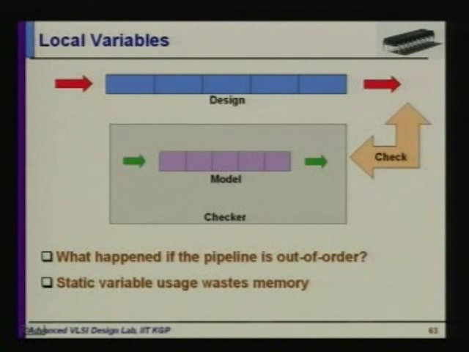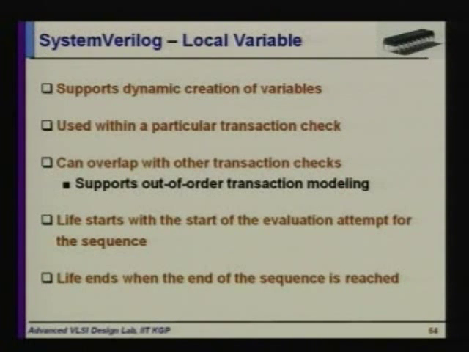It will waste memory. So you need a way for a variable to be allocated in memory when the assertion checking starts, and deallocated from memory when the assertion checking ends. These are called local variables. SystemVerilog supports them, and it supports dynamic creation of variables, as I have mentioned. Just during the assertion checking, it creates and destroys them.